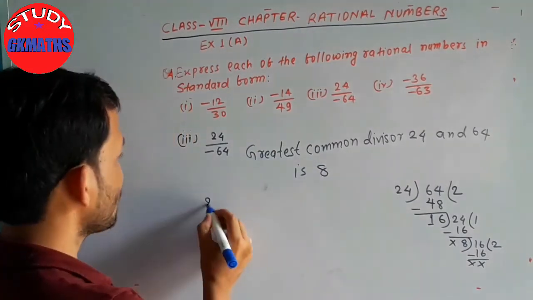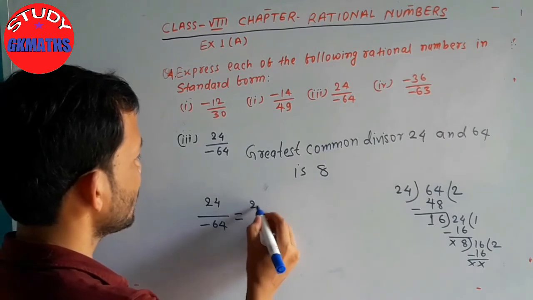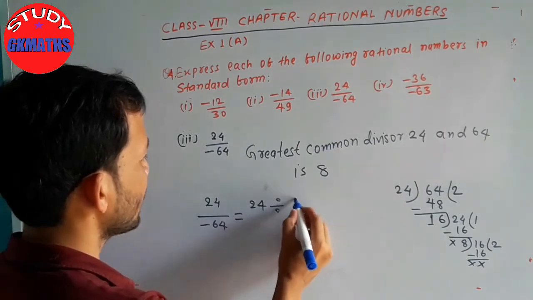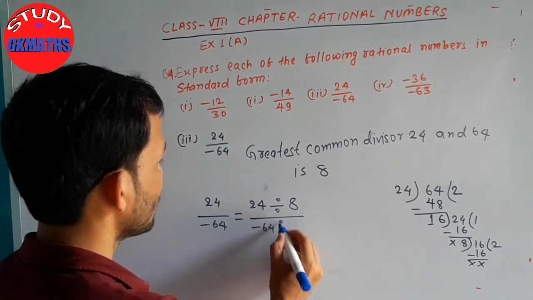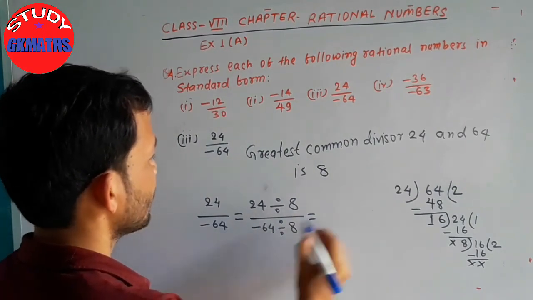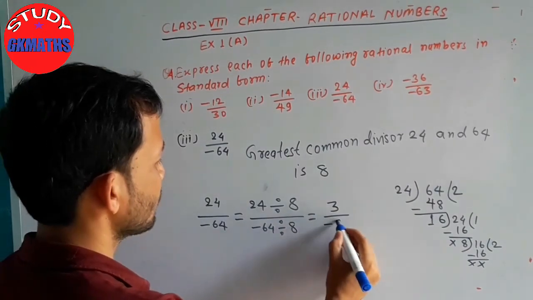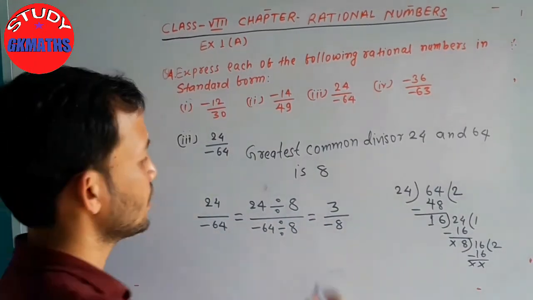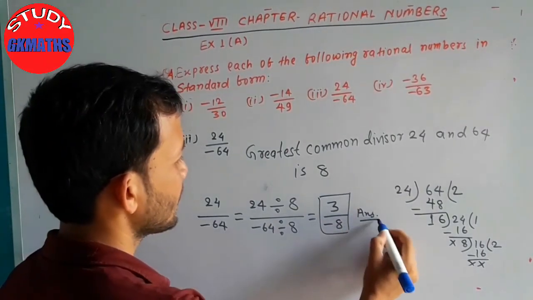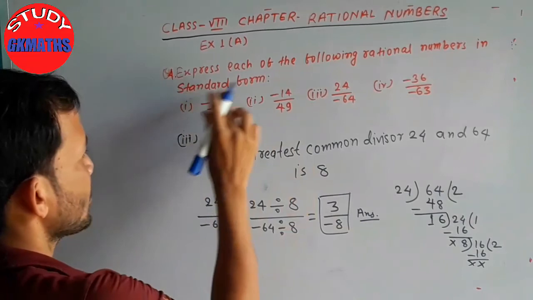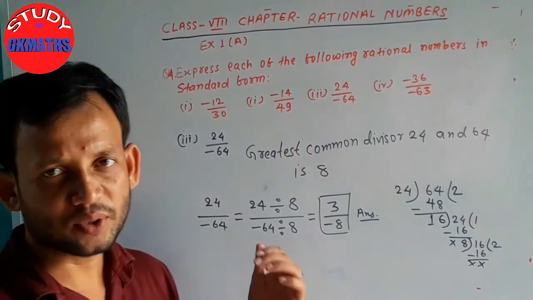Here the rational number is 24 upon minus 64. Simply divide 24 by the greatest common divisor 8, and minus 64 by 8. 8 threes are 24 and 8 eights are 64. Your result is 3 upon minus 8. This is in standard form. I will take the next question.